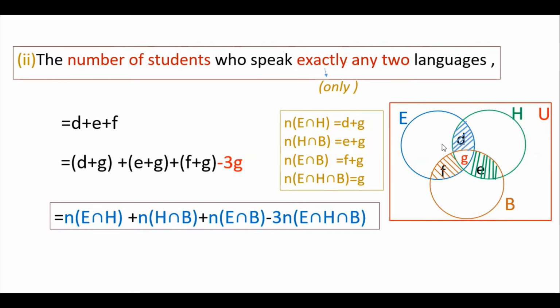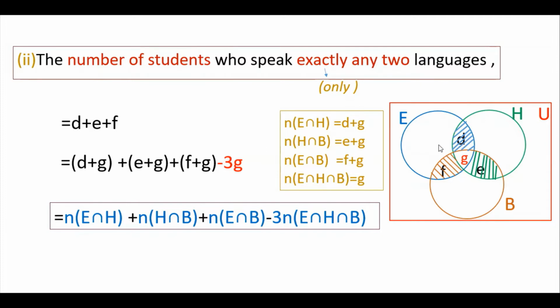Only these two languages they can speak. But if D plus G, n of E intersection H, that is D plus G, means they can speak these two languages as well as they can speak the other languages also. So that is the meaning of this one. So here you have to find who speak exactly any two languages, means only this shaded portion, this one you have to calculate. This one and this one. So that is D plus E plus F, you have to find.